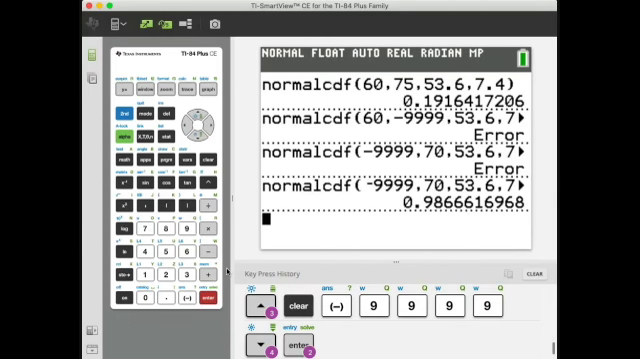There we go. So there is a 98.7% chance that your speed is less than 70 kilometers per hour. So this is probability x is less than 70 equals 0.987. Okay. Is everyone okay with this?